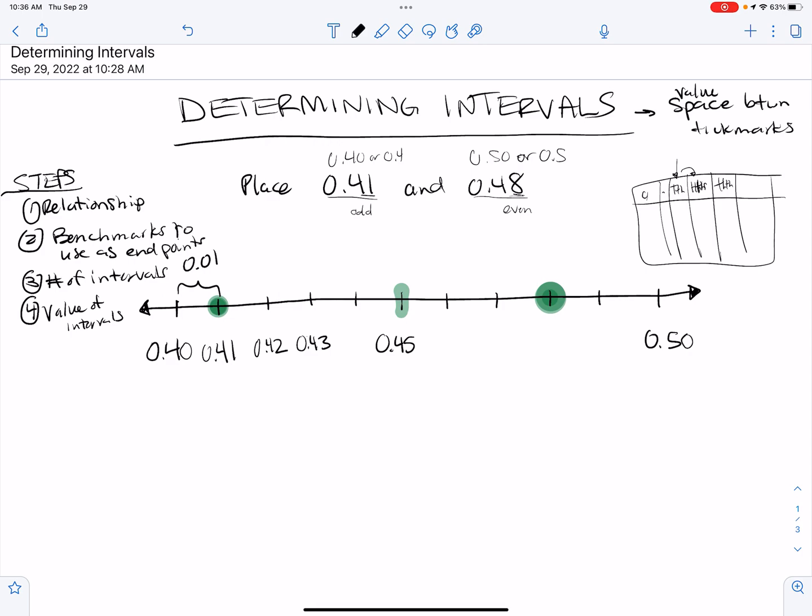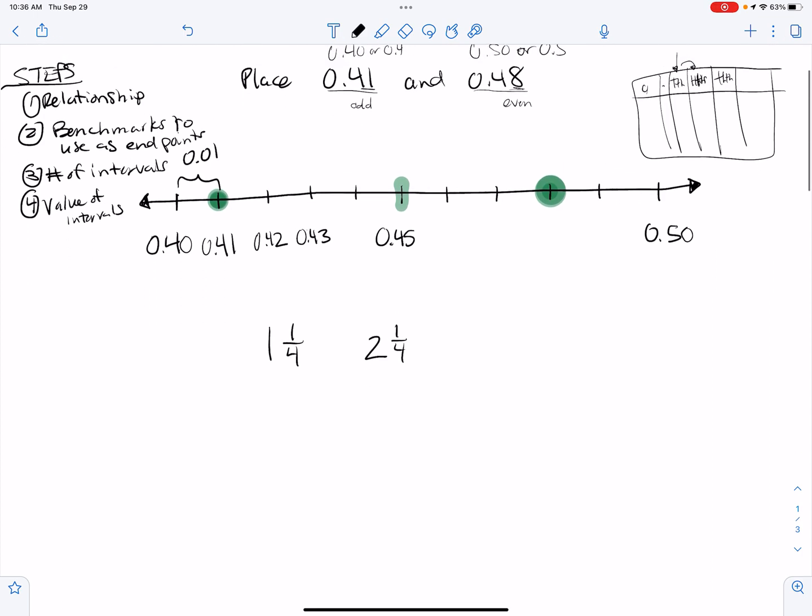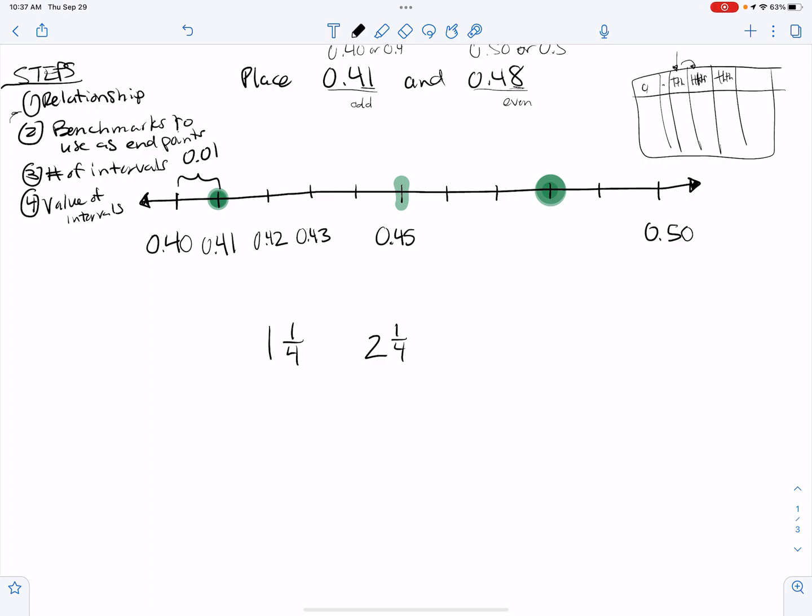So if we look at, let's say I want to place 1 and 1/4, and then 1, and how about 2 and 1/4 on a number line. So those are going to be our numbers that we're looking for. So I have to figure out what is the relationship between these. Well, I know they're pretty close.